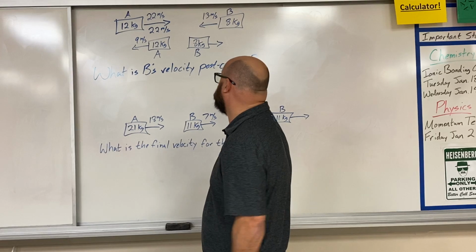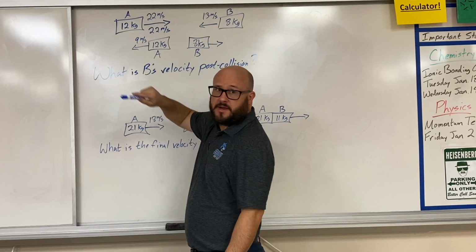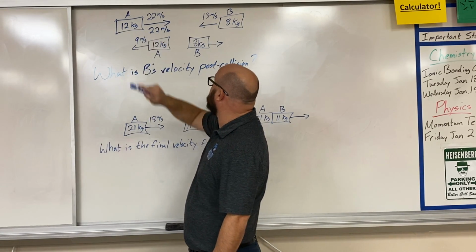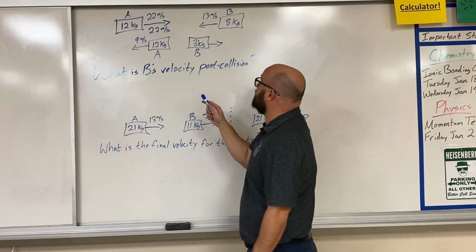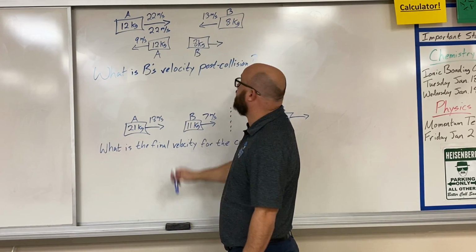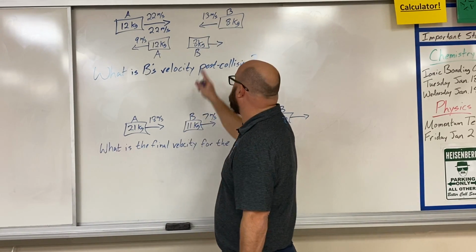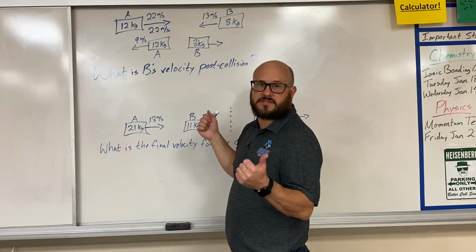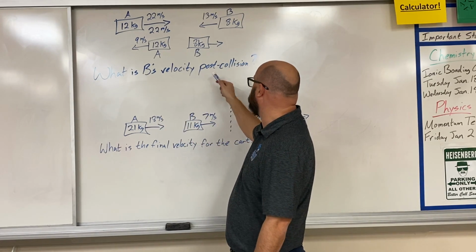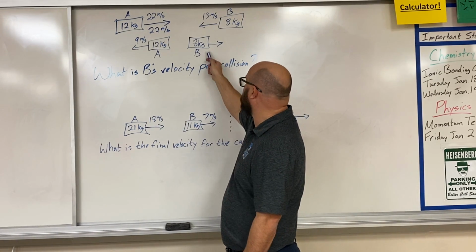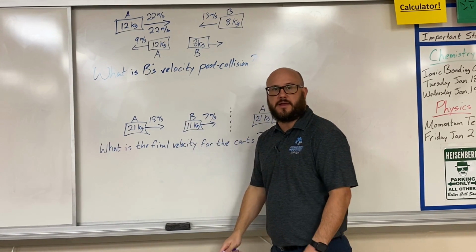So look at these two examples. First one, we have cart A weighing in at 12 kilograms, moving at 22 meters per second. Cart B, weighing in at 8 kilograms, is moving towards cart A at 13 meters per second. Bam! They collide and both carts go in the opposite direction. The question says, what is B's velocity post-collision? So we're looking at cart B, and we're looking at its velocity after it collides with cart A.